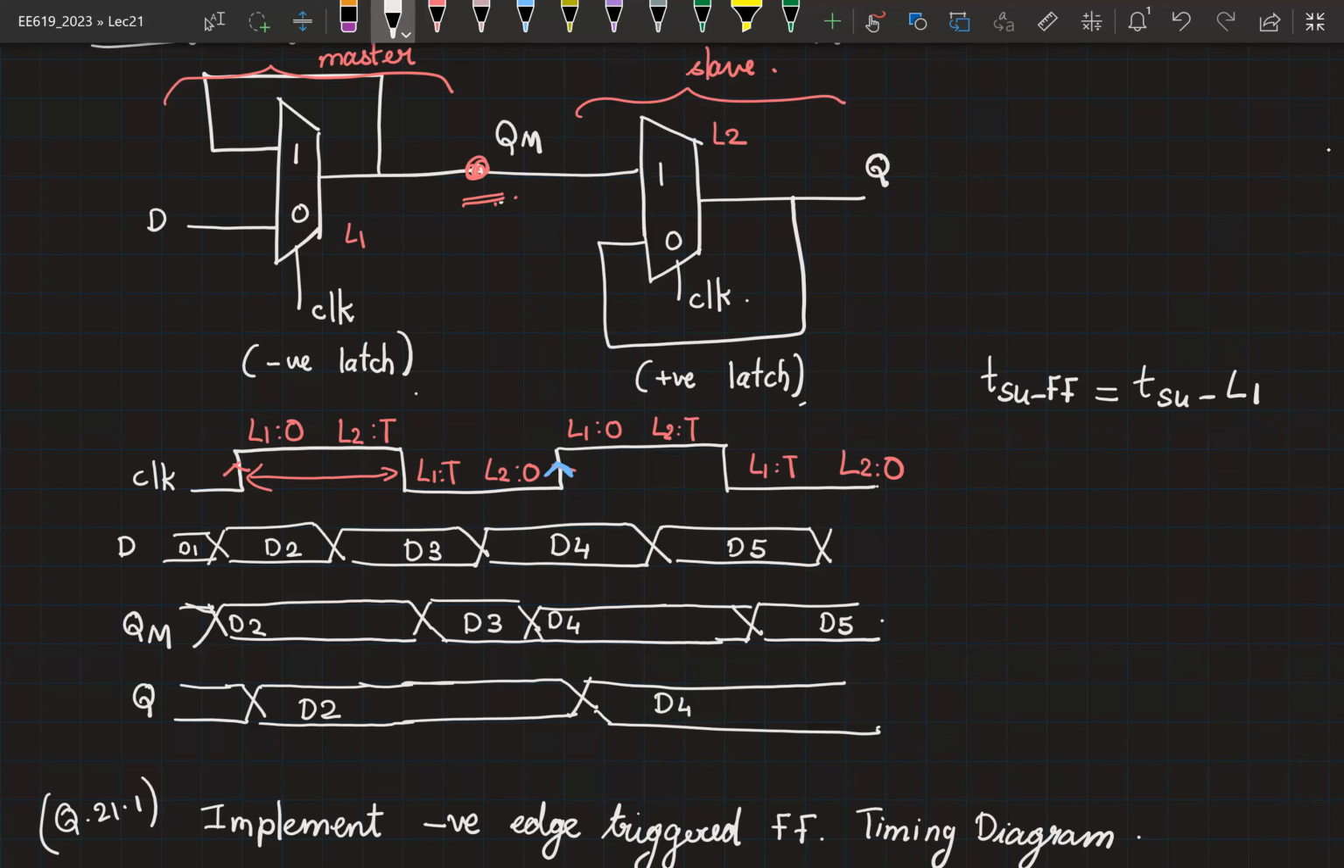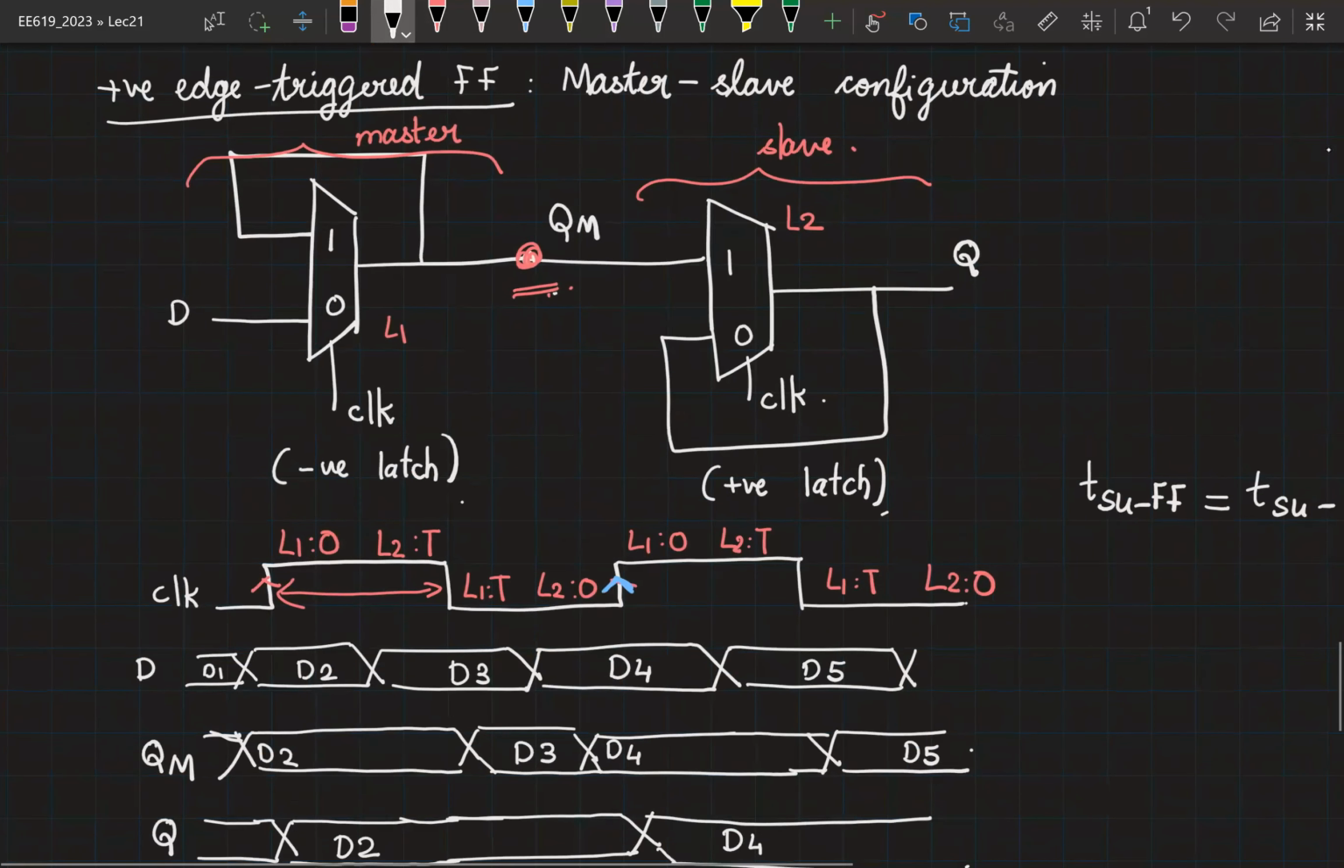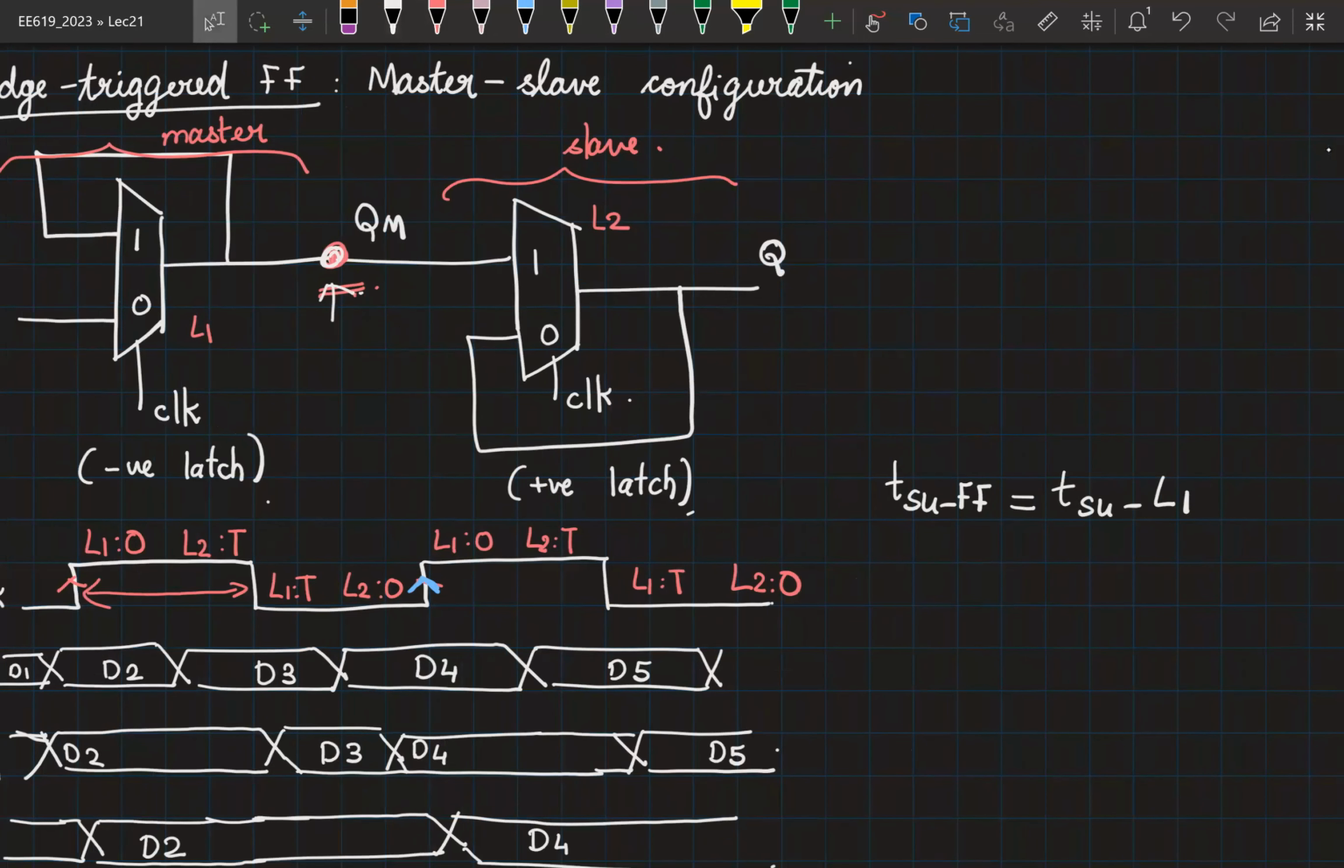Any questions on this? If the setup time of L1 has been met, it means that before L1 turns opaque, the data has been set up correctly at QM. It is guaranteed that the data is going to get set up at QM during the phase when L1 is opaque. L1 is going to hold that data during that complete phase, right? And if QM has been set up correctly, Q is going to get set up correctly automatically. Therefore, the setup time constraint of L1 has to be met. So TSU of FF will be equal to TSU of L1.